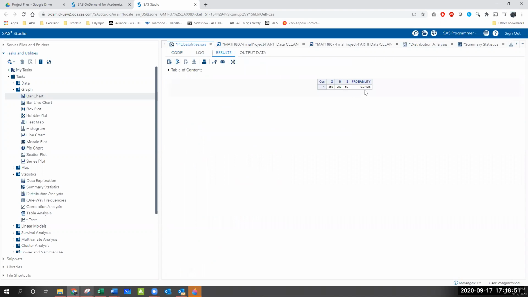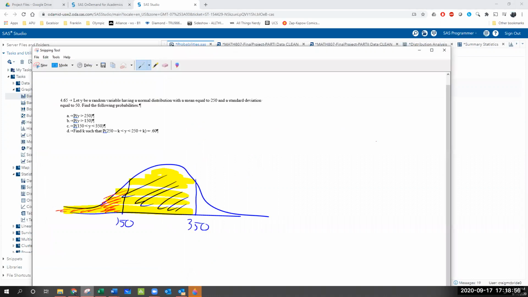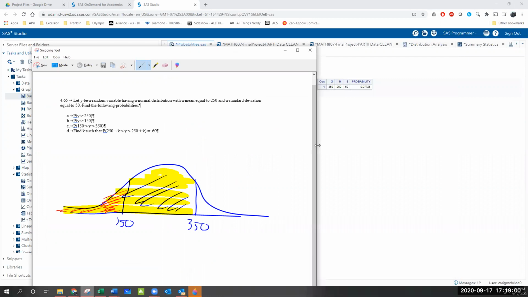And so 0.97725 is everything to the left. Right, so all the stuff in the yellow is 0.97725. So that's all of that area.